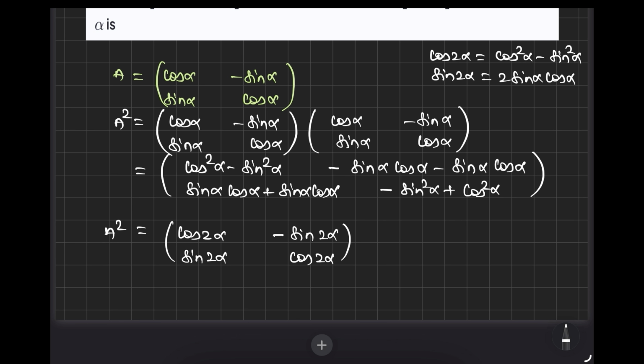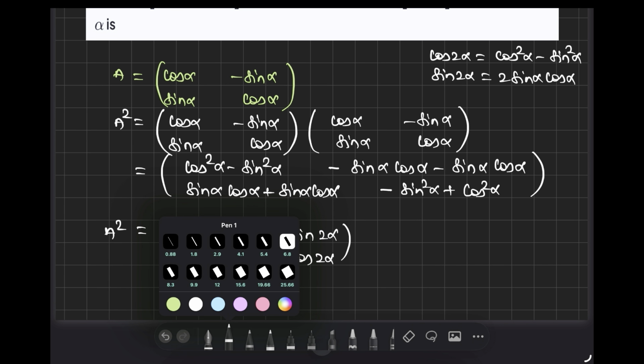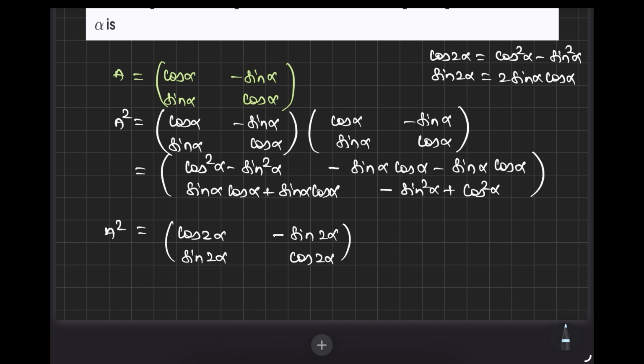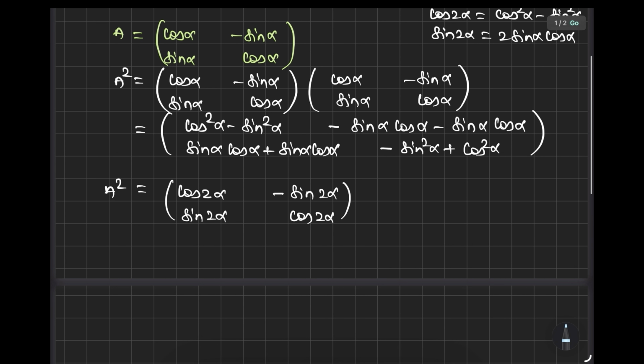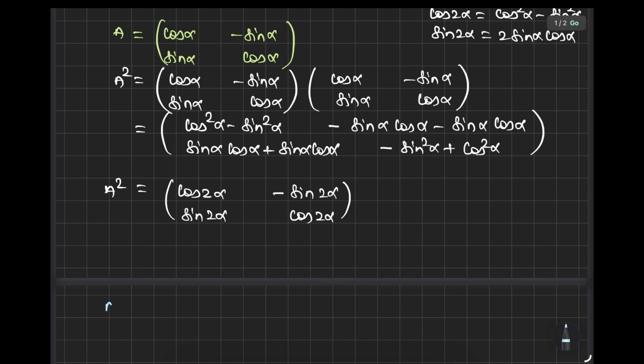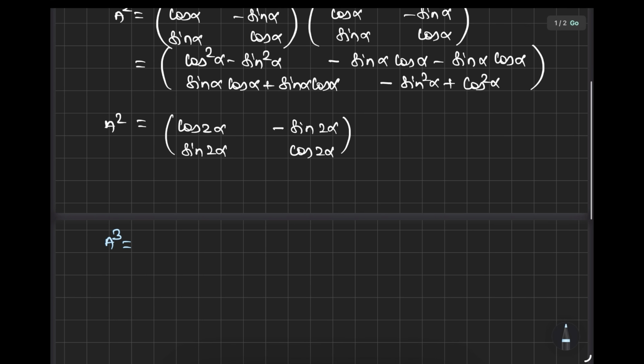Now try to observe A and A square. If it is A, coefficient of alpha is 1. If it is A square, coefficient of alpha is 2. So if we try to find out A cube, maybe coefficient of alpha will be 3 or it is 4. If it is in GP, it will be 4. If it is in AP, it will be 3. So to be on the safe side, we will try to find out A cube. A cube is what? A square into A.